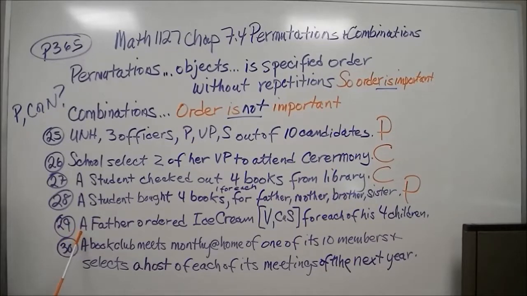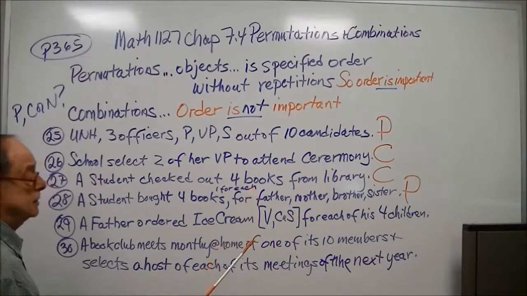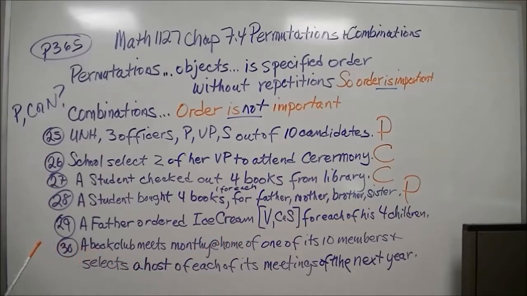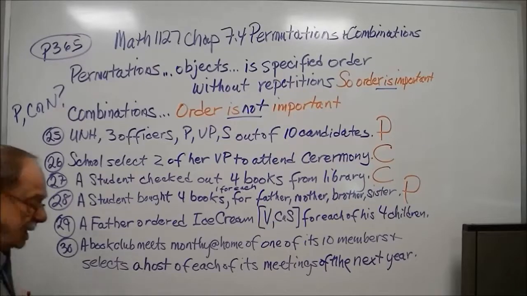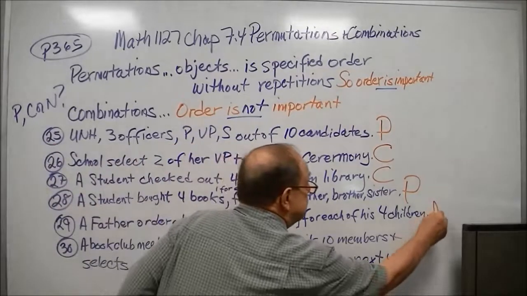Now in number 29, we have a father who ordered ice cream, 3 different flavors for each of his 4 children. There was no order, and order is not important. And is it a permutation? Is it a combination? Well, you might think it's a combination, but notice they're not asking us for any of that. So for number 29, and again, this is a little challenging, this is neither.